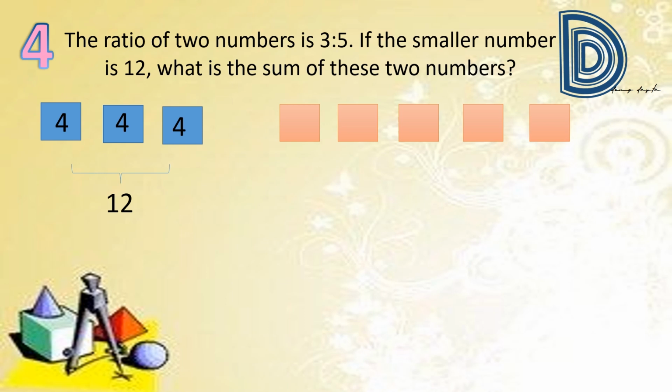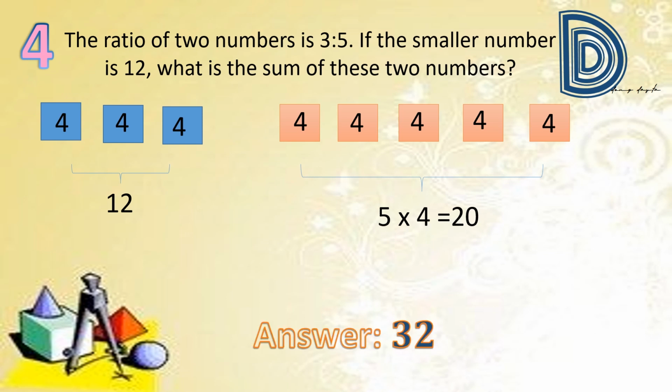If each of these represents 4, then the total is 5 times 4, 20. So the two numbers are 12 and 20, whose ratio is 3 to 5. So the sum of these two numbers is 12 plus 20, 32.